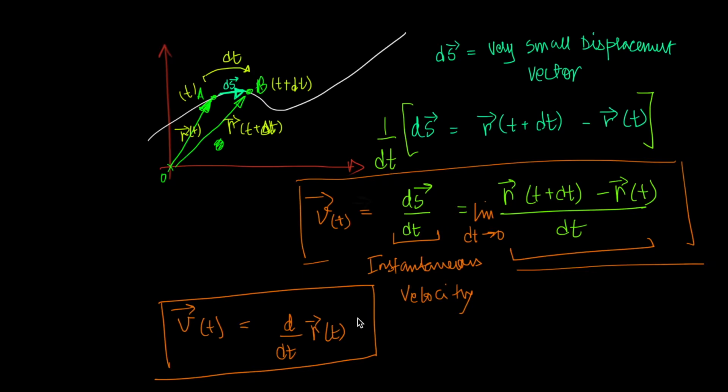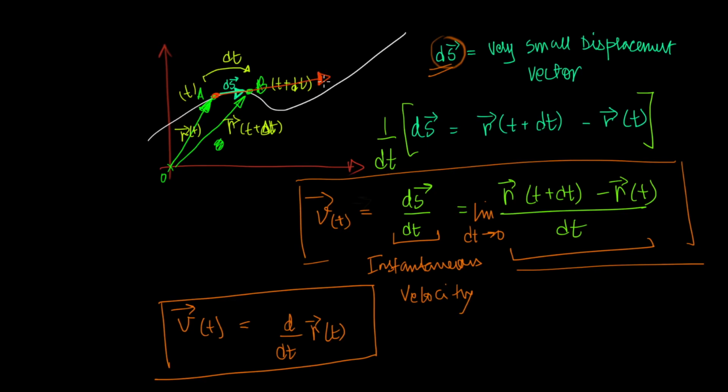Now, like average velocity, instantaneous velocity matches the direction of your displacement vector. So in this case as well, instantaneous velocity should also match the direction of ds vector. Now, if ds vector is pointing in this direction, instantaneous velocity therefore would also point in this direction. It would point in this direction as well.